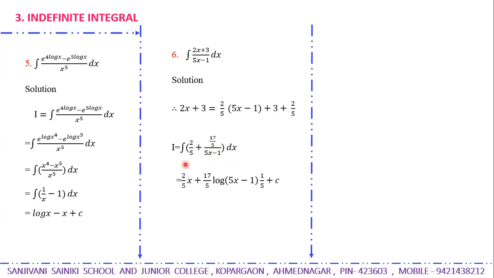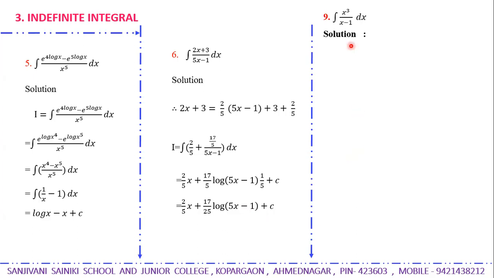So taking the separate integrals, 2 by 5 is a constant, we can take it outside. Then integration of 1 dx is x. This 17 upon 5 is a constant, we can take it outside. Then integration of 1 upon 5x minus 1, that is 1 upon ax plus b, its integral is log of 5x minus 1 into 1 upon 5, the coefficient of x. So this is the integral of the given function.